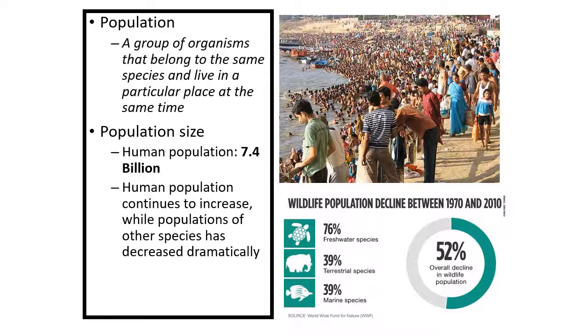So a population is a group of organisms that belong to the same species and live in a particular place at the same time. For the human population, it's about 7.4 billion. Human populations continue to increase while the populations of other species have decreased dramatically. The wildlife population decline between 1970 and 2010 is a 52% overall decline, with a 39% decline in marine, 39% terrestrial, and 76% freshwater.